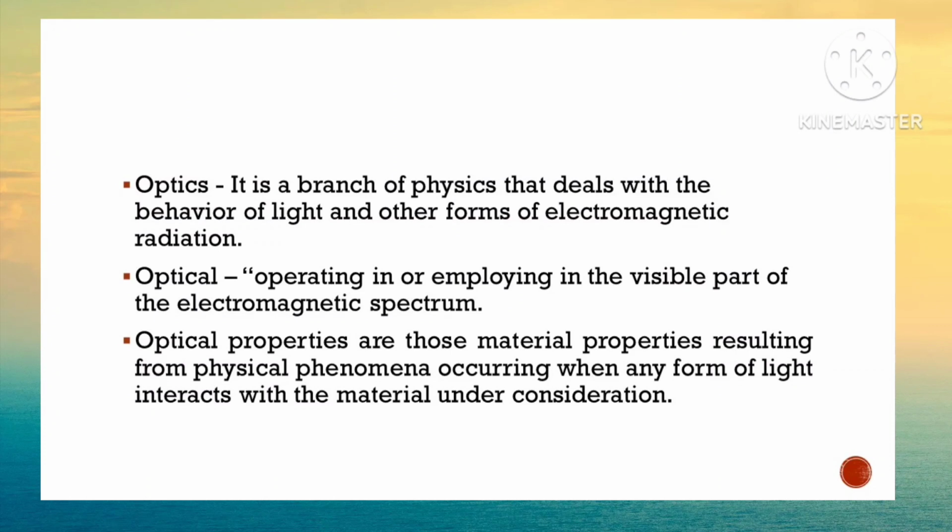So first, let's have a definition of terms. We start with optics. It is a branch of physics that deals with the behavior of light and other forms of electromagnetic radiation. Next we have optical, operating in or employing the visible part of the electromagnetic spectrum. And then we have optical properties, which are those material properties resulting from physical phenomena occurring when any form of light interacts with the material under consideration.